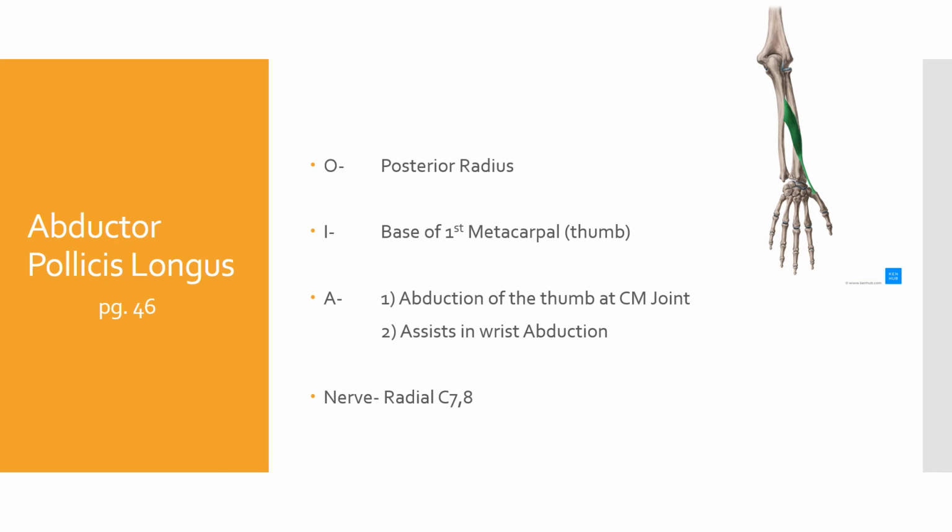Abductor pollicis longus, origin, posterior radius. Insertion, base of first metacarpal or thumb. Two actions include abduction of the thumb at CM joint, and it also assists in wrist abduction.